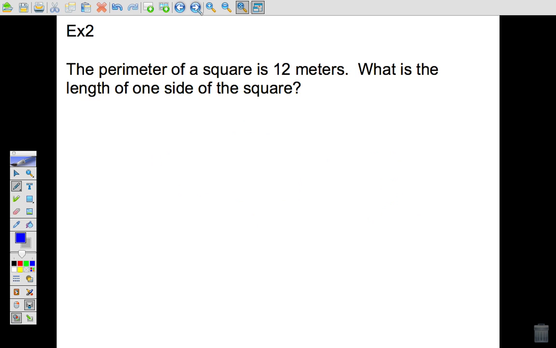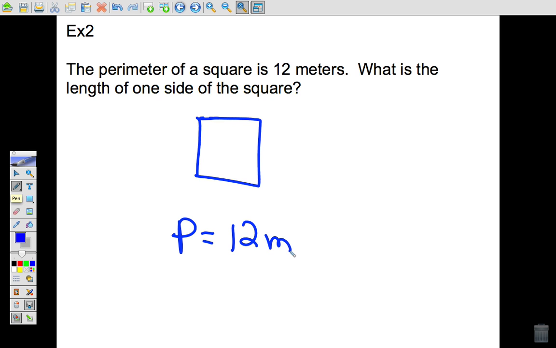In example 2, the perimeter of a square is 12. Now remember, in a square, each side is the same length. Excuse me, I got to back up a step. I almost made an error on that one. It says the perimeter of the square is 12. So they've already added the sides together, and you get 12 meters.